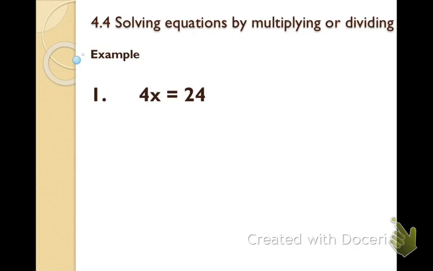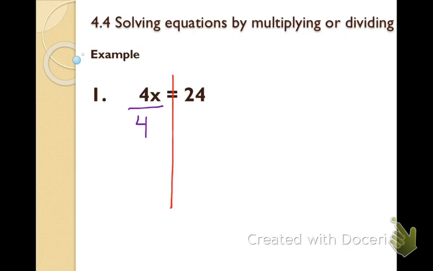So to do this, if I read this example, it says 4 times x equals 24. I draw my line, and I still have to think about inverse operations. What's happening to the x right now? It's being multiplied by 4. What is the inverse of multiply 4? The inverse is divide 4.